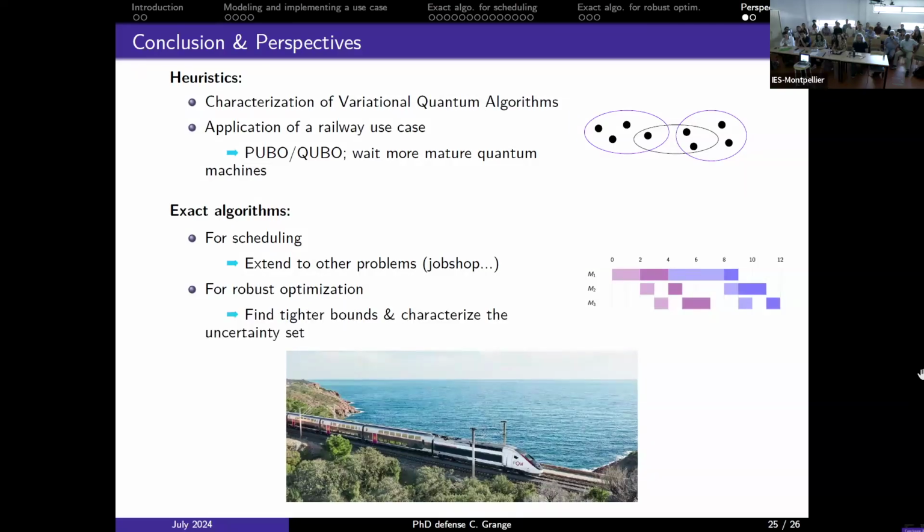And for robust optimization, first, we would like to find maybe tighter bounds, because we are not sure that the analysis that does not improve the complexity is tight. We would also like to characterize the uncertainty set, because I didn't mention it, but in order to use the quantum algorithm that solves linear systems, we have to make assumptions on the polytope. So maybe trying to characterize this set is future work.